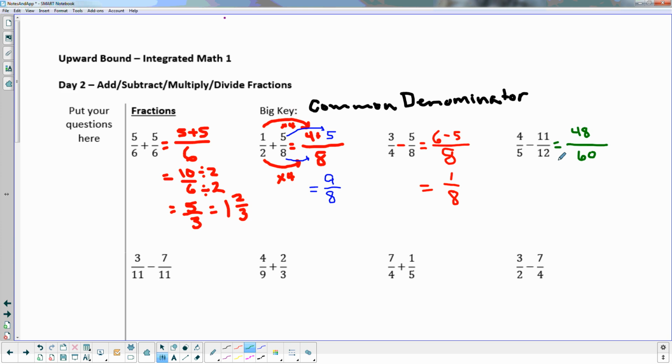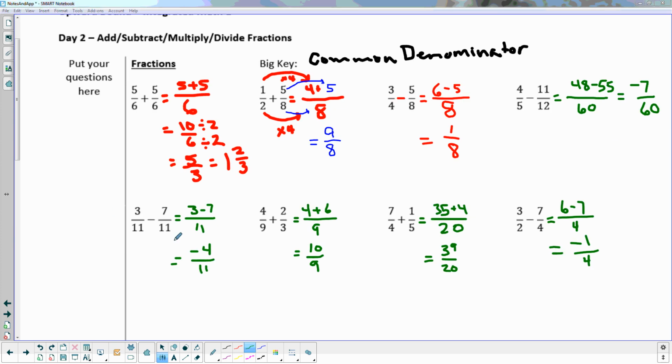And then, how do I turn 12 into 60? I multiply by 5. So how do I turn 11 into something over 60? I'll multiply it by 5. And 11 times 5 is 55. And when I do that subtraction, I get negative 7 over 60. And that's my answer. Go ahead and pause the video there and do the next 4 problems.